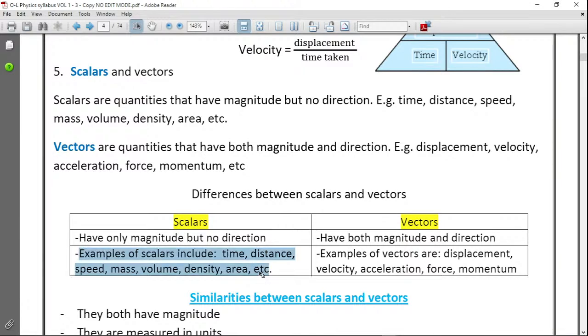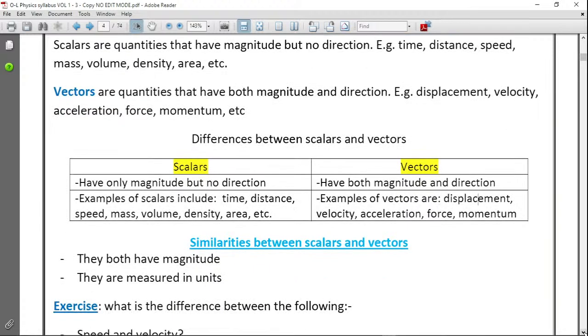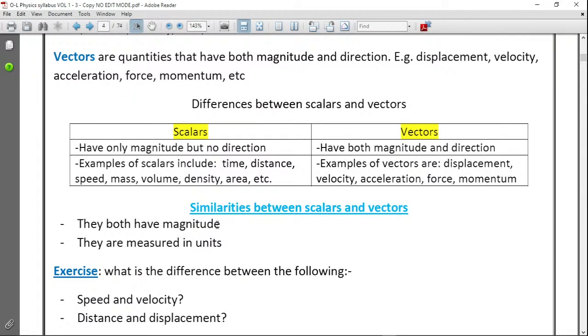Examples of scalar quantities include time, distance, speed, mass, volume, density, area, and so on. While examples of vector include displacement, velocity, acceleration, force, momentum. So all these are vector quantities. So what are the similarities between scalars and vectors? At times they'll say if you give the similarities and also give the differences. The similarities is that they both have magnitude and they are both measured in units.